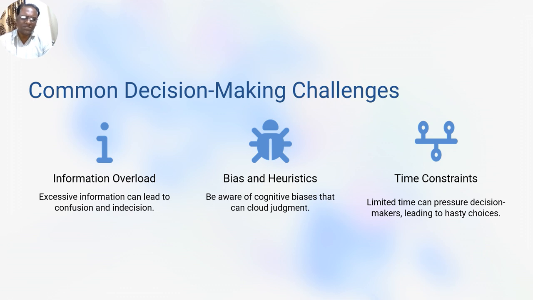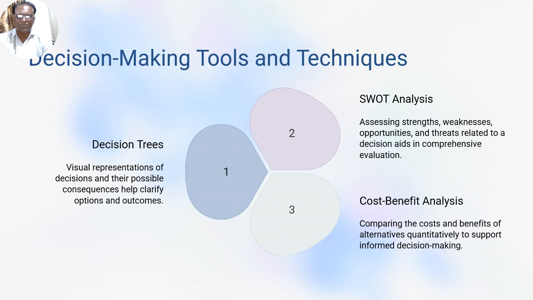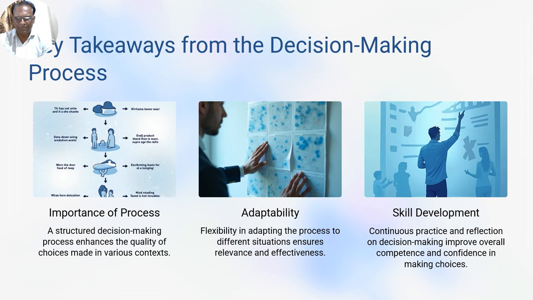Common decision making challenges: information can be overloaded, which can be confusing and lead to indecision. There can be bias and cheating. Be aware of cognitive biases that can cloud judgment. Time constraints: limited time can pressure decision makers, leading to hasty choices. There are some decision making tools and techniques like decision trees, SWOT analysis, and cost benefit analysis.